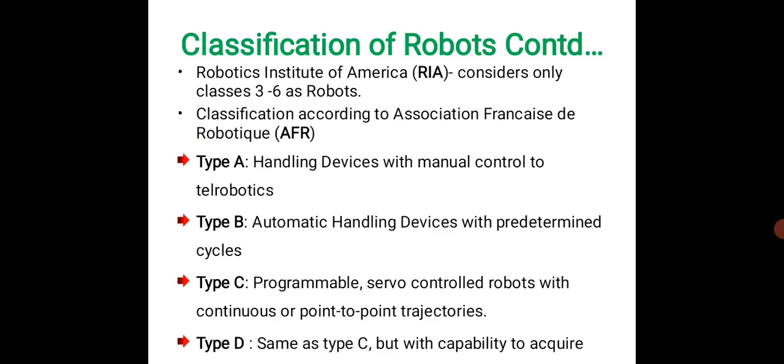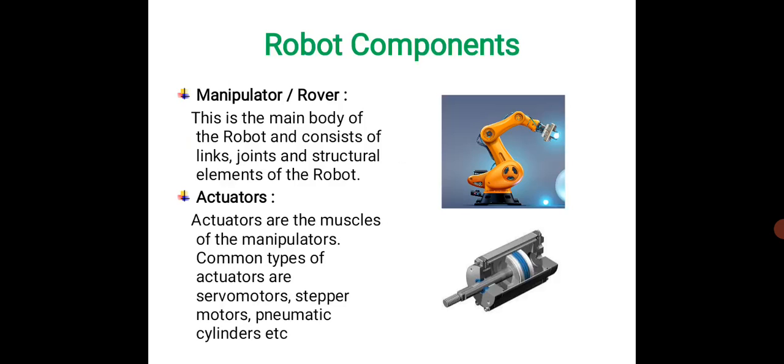And similarly, type C is a programmable servo-controlled robot which will preferably have point-to-point trajectories. And type D is very similar to type C, but it has the capability to acquire many things in the environment. And what are the basic components of a robot?